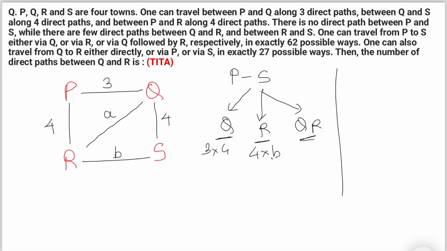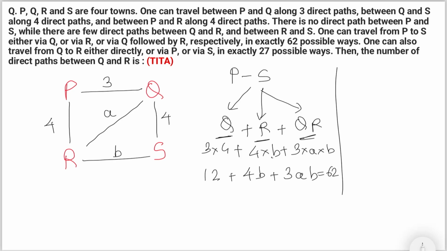Now the last possibility is if you're traveling from P to S via Q and R. So P to Q, Q to R and R to S. Okay, this should be your path. The total number of ways will be 3 into A into B. This is 3 into A into B. Now, traveling from P to S, you can travel through Q or R or Q and R, right? So, total number of ways of traveling is 3 into 4 plus 4 into B plus 3 into A into B. 3 into 4 is 12 plus 4 into B is 4B plus 3AB, right? And this total number of ways has been given in the question as 62, right? So, we equate this with 62.